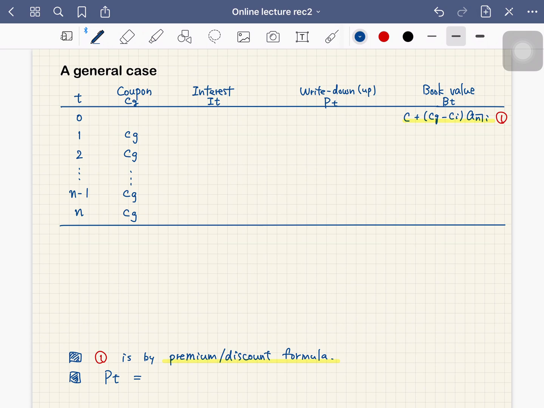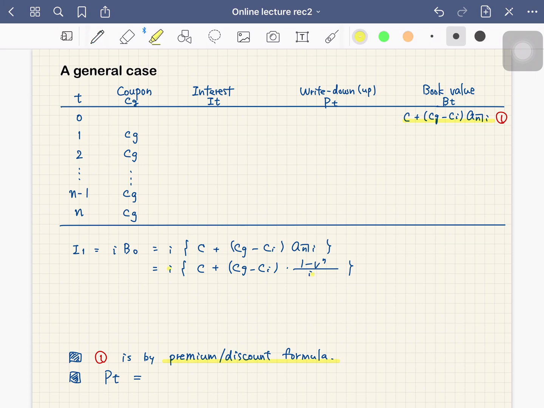Then after that, we can calculate interest. So the interest for the first period is what? I1 is equal to the interest rate times B0. So you multiply i by C plus (Cg minus Ci) a angle n at i. So this is equal to i times C plus (Cg minus Ci) times (1 minus v^n) over i. And here you can see this i and this i cancel.